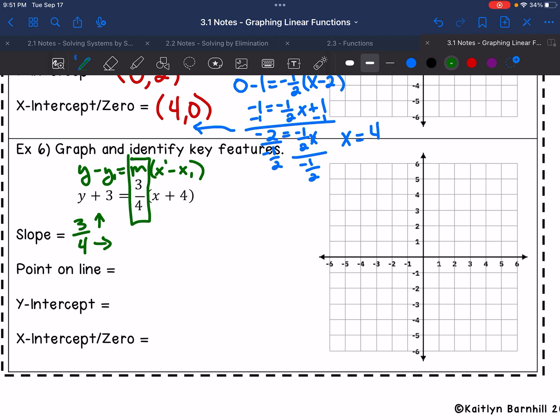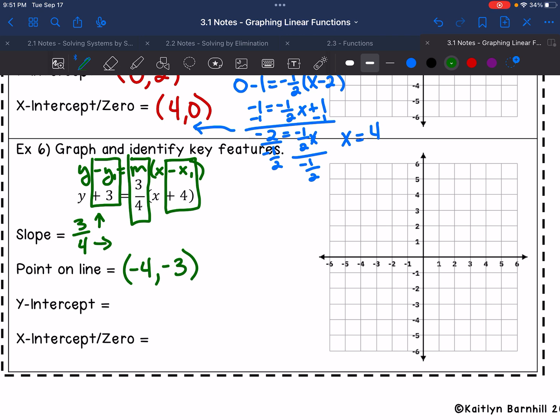Our x1, notice the signs are different. This time it says +4, so I need to use a -4. And then for our y, notice the signs are different, so I need to make sure I use a -3 instead of a +3.